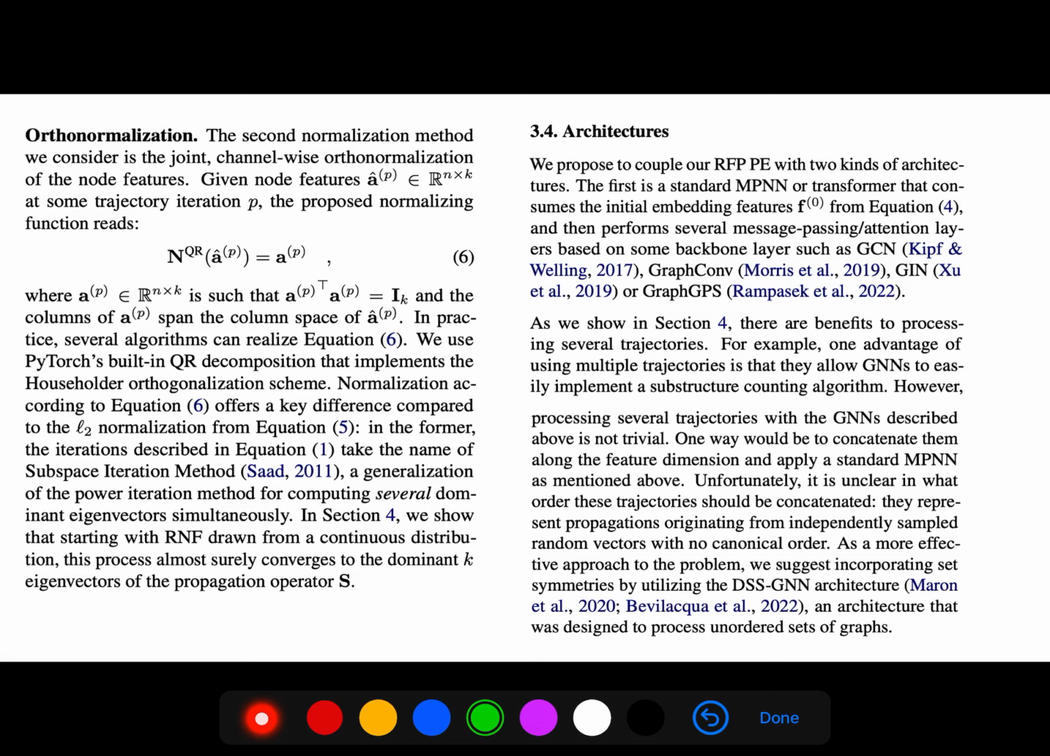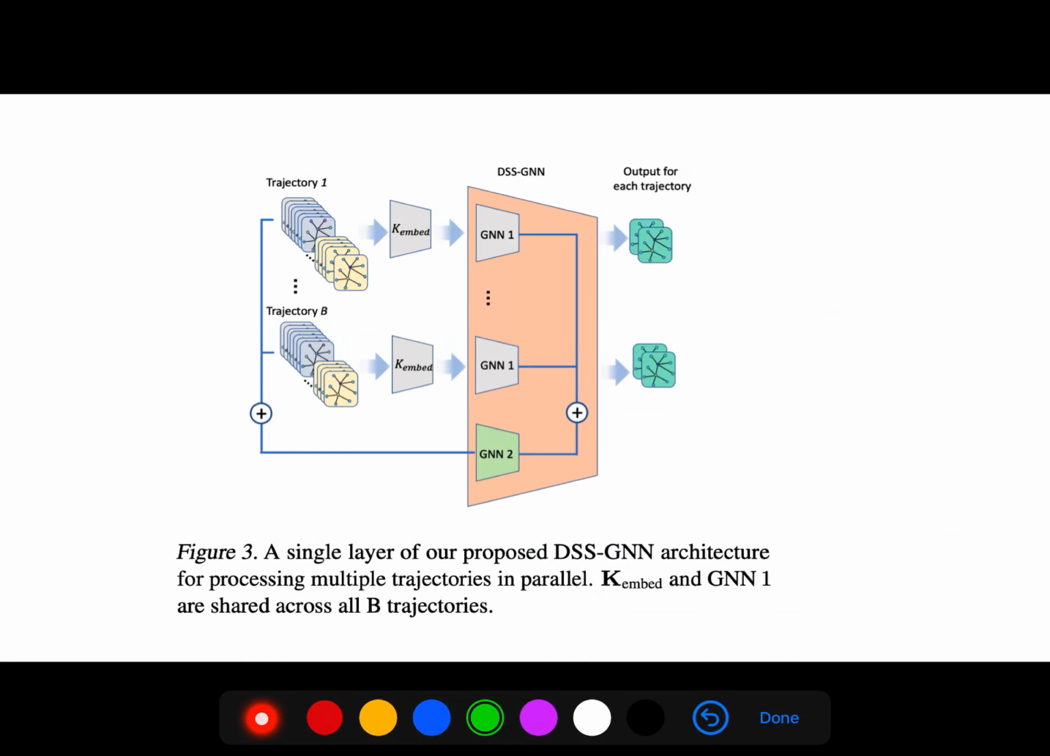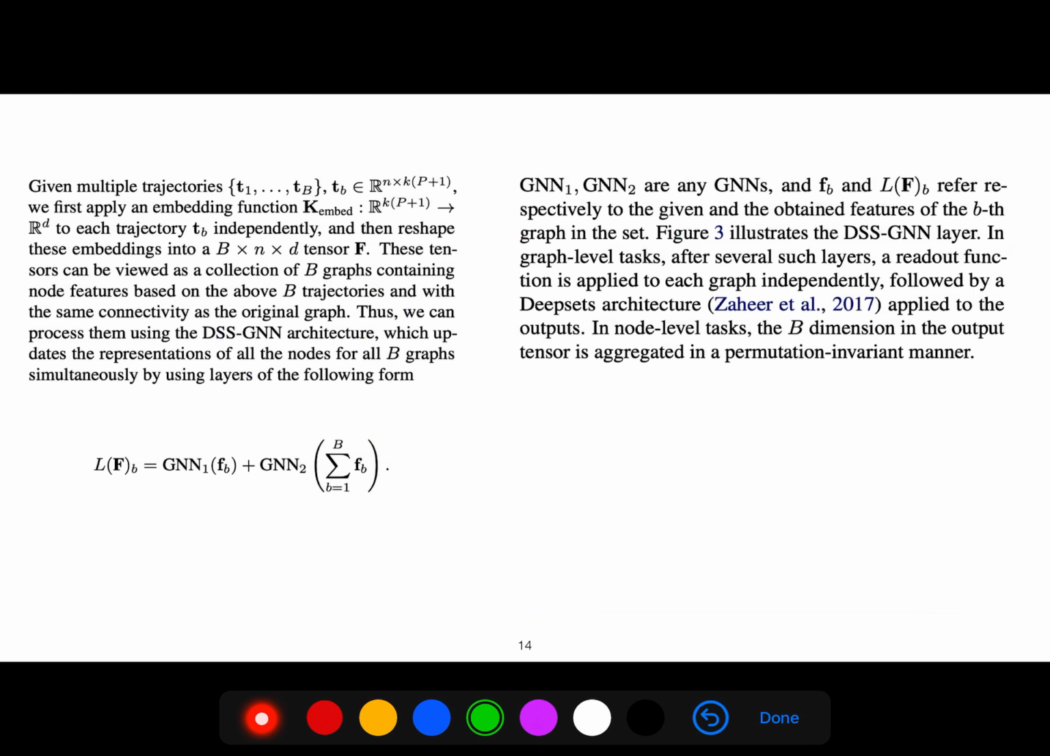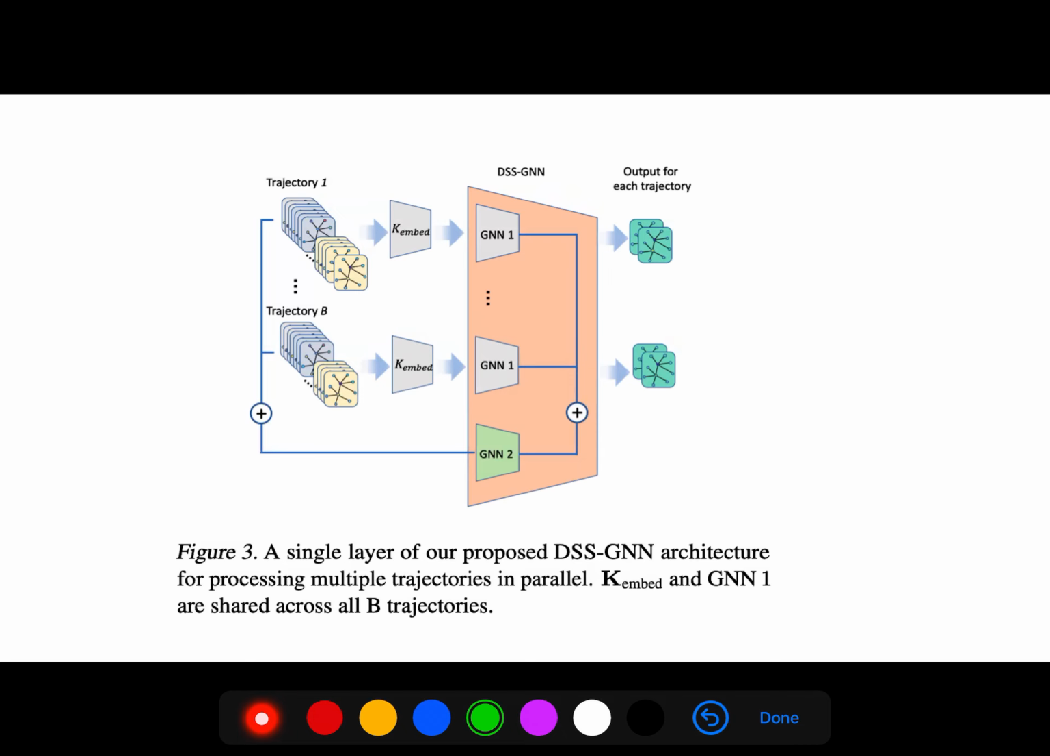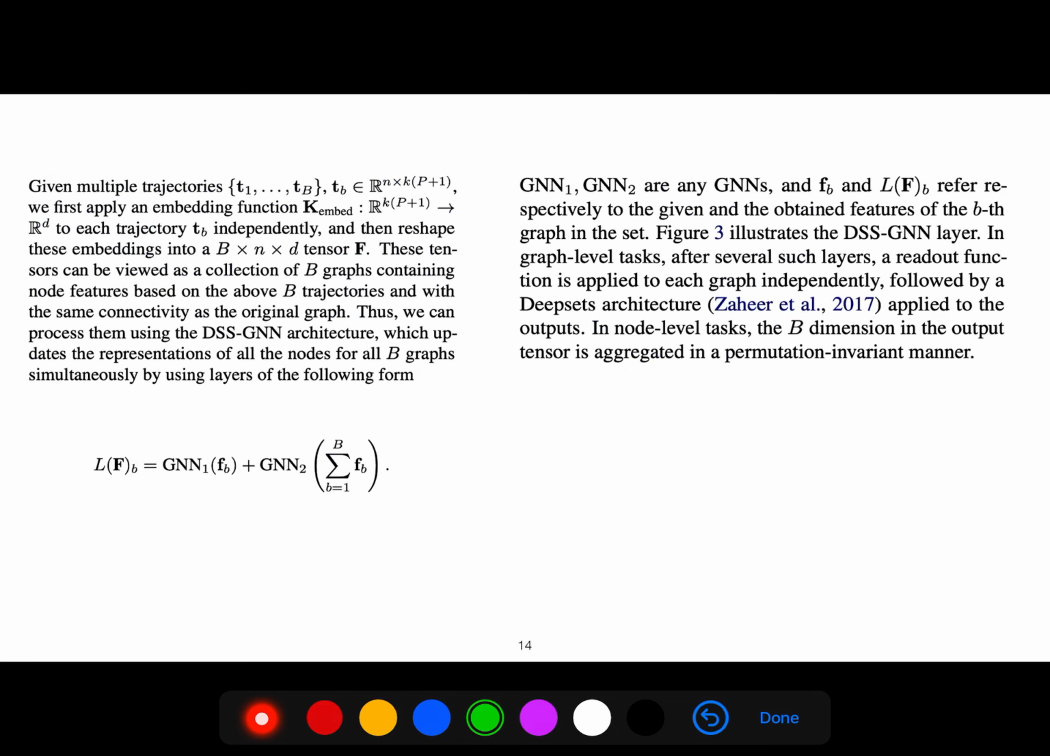So we propose to couple our RFP positional encoding with two kinds of architecture. The first is just a standard message passing neural network or transformer that consumes the initial embedding. So this is a single layer of the proposed DSS-GNN architecture for processing multiple trajectories. Given multiple trajectories, we first apply an embedding function to each trajectory independently, then reshape these embeddings. I've explained this idea in a different video, but the idea is these layers that we define like this.